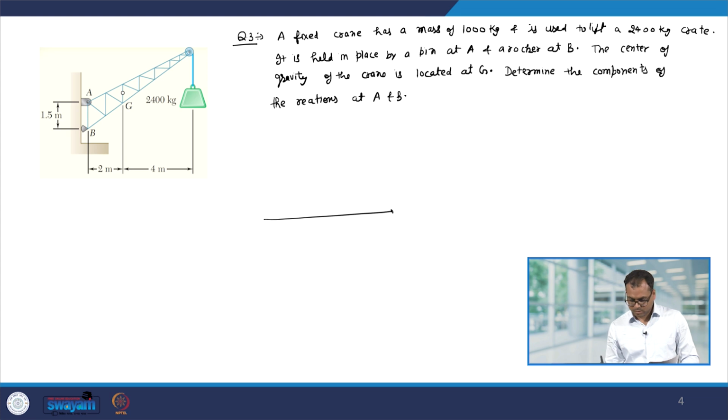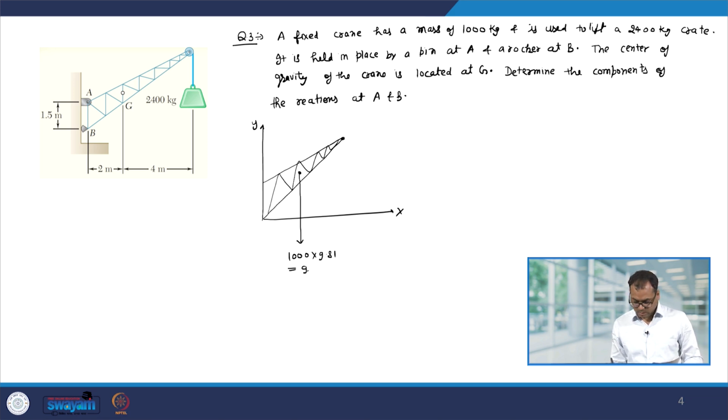So, we have the x axis, we have the y axis, and we have this crane. And its weight is acting at 2 meter from point B, and this is 1000 kg. So, 1000 into 9.81 gives you 9810 Newton. This is 2 meter. At 4 meter we have a weight of 2400 kg. So, let us multiply it by 9.81. So, it will be 23500 Newton.